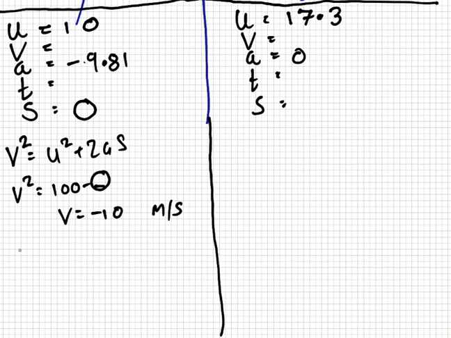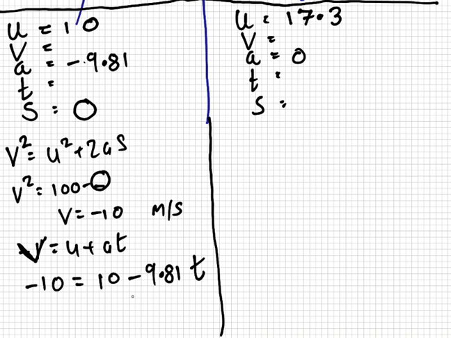So now we can go with the t. I can just say v equals u plus at. So v equals u, and then the a, and then the t. So then the t will be 2 here. So that means the t here is 2.